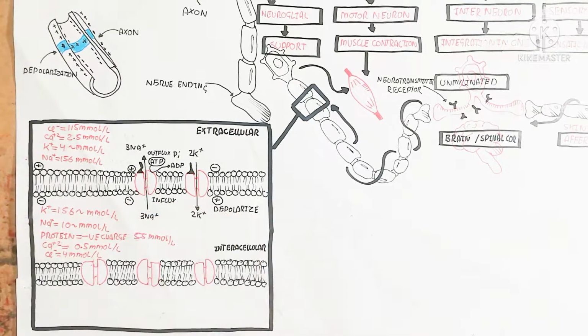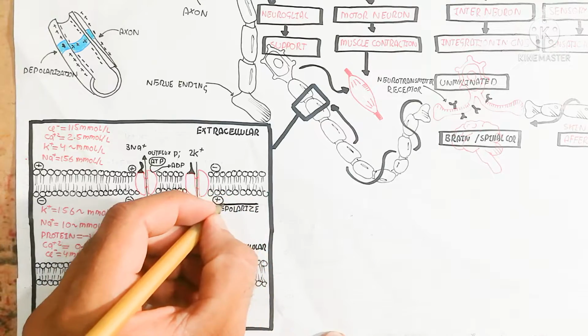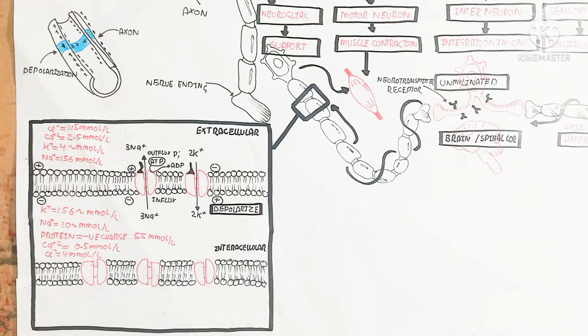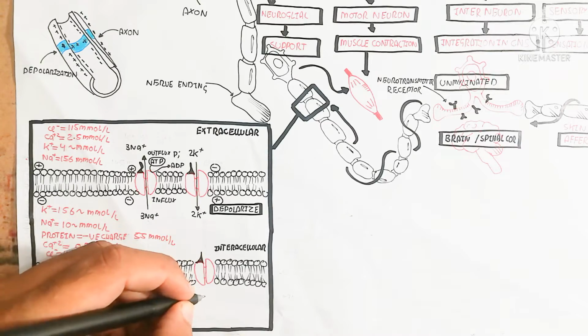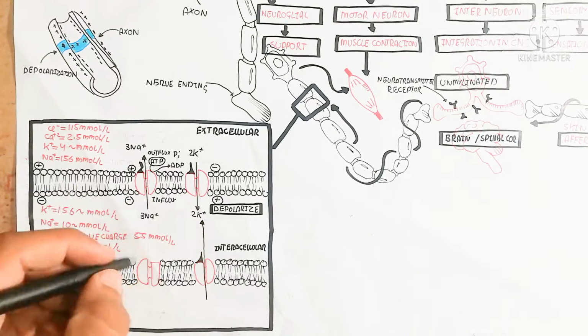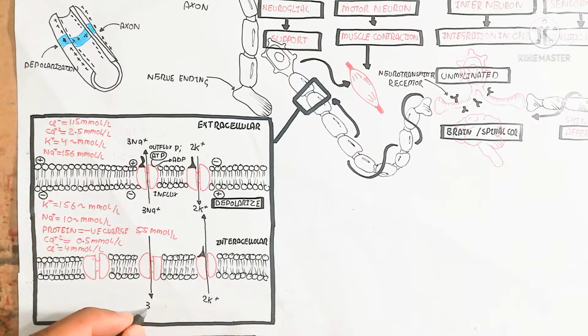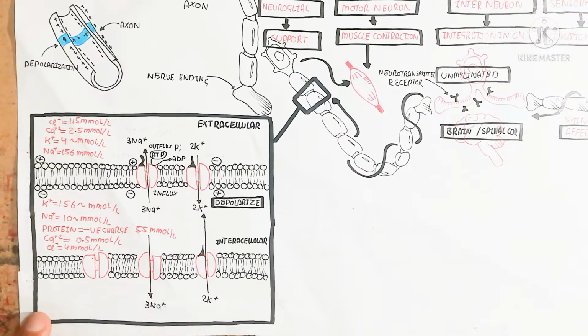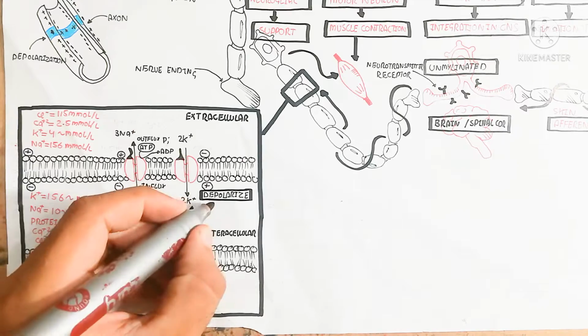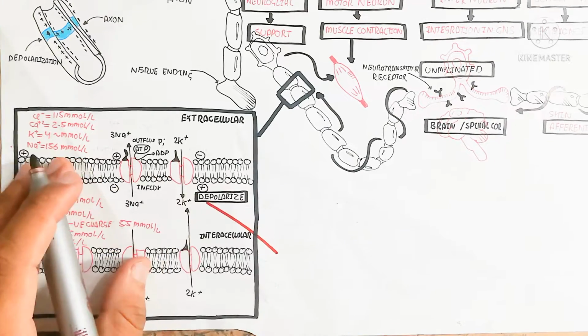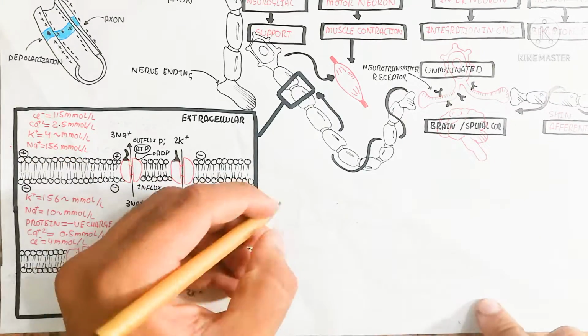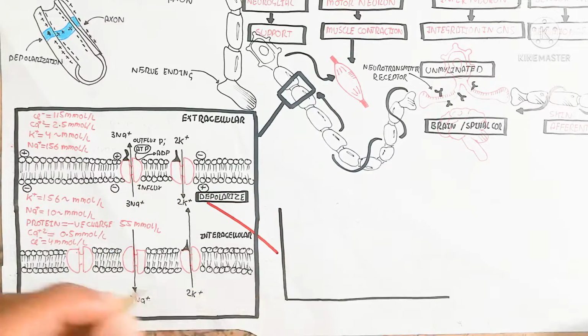So in this way, when the action potential begins, 3 sodium will efflux and 2 potassium will influx. It creates the depolarization, a positive charge inside while the negative charge is outside. So in this way depolarization will occur, and again repolarization and depolarization will create the nerve impulse. So here is a graph.